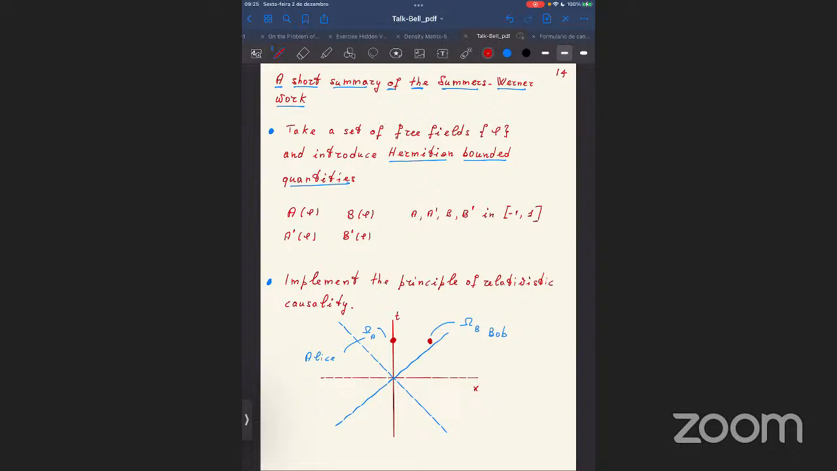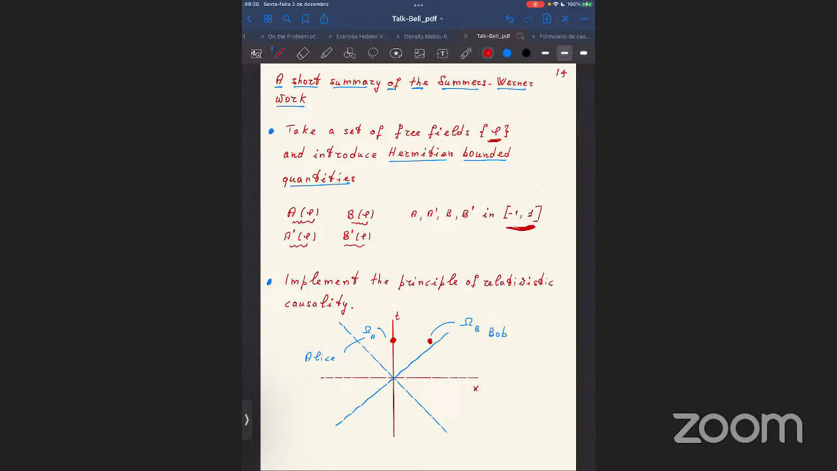So let me describe a little bit the framework outlined by Summers and Werner. You start with a set of free fields, bosonic, fermionic, and then you introduce some Hermitian bounded operators. You need to introduce the analog of the spin operators of Alice and Bob, but in this case, they will depend on the fields. The important point is that those operators, A, B, A prime, B prime, must lie in the interval minus one, plus one, exactly like in the quantum mechanics case. So this is the first point.